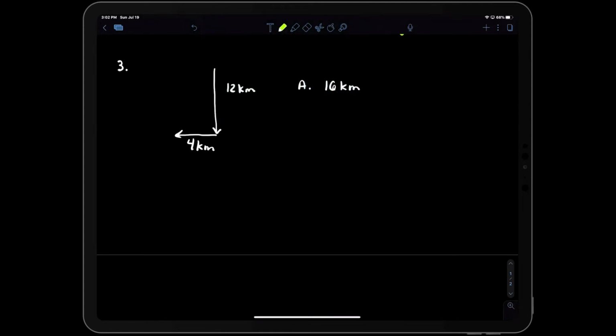Now, for the displacement, we go from where we put pencil and paper together first. That's our start point. And we draw a straight line, well, the dashed line, to where we ended up. Okay, so we formed that right triangle again. So I'll make this a little bit quicker this time. So for part B, the displacement, I'm trying to figure out the square root of 12 kilometers squared plus 4 kilometers squared.